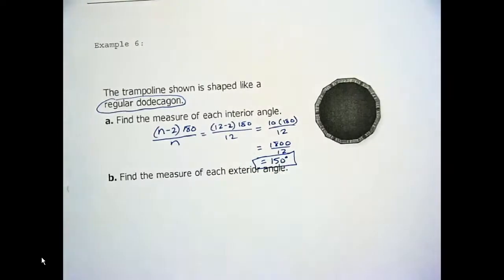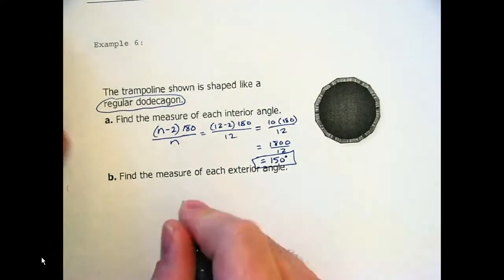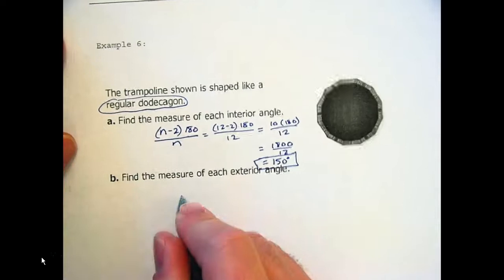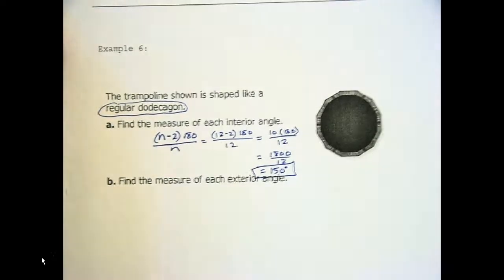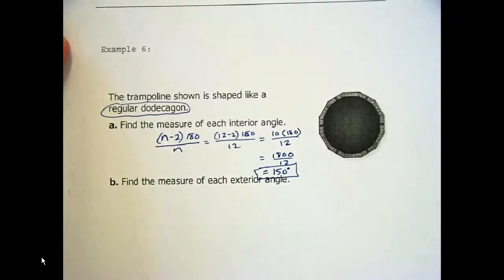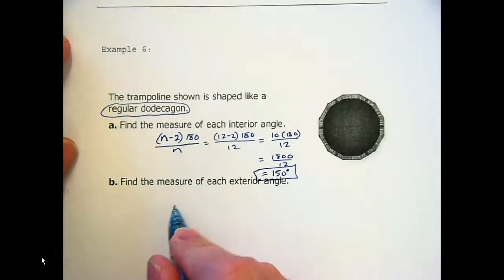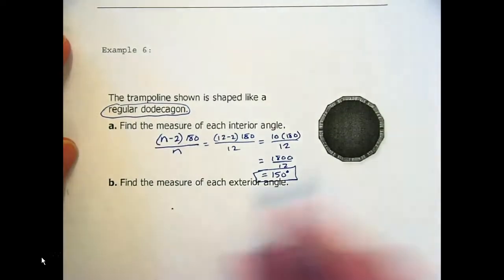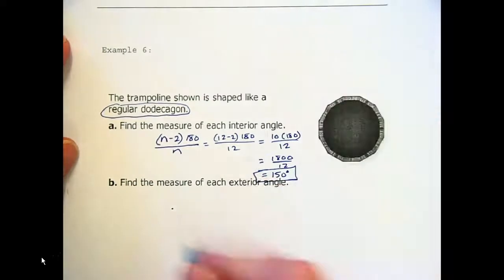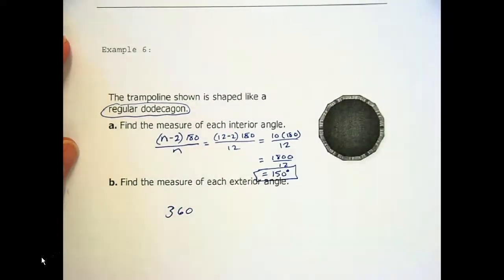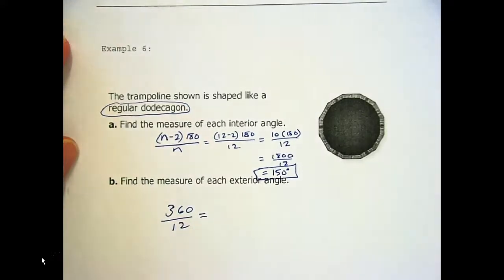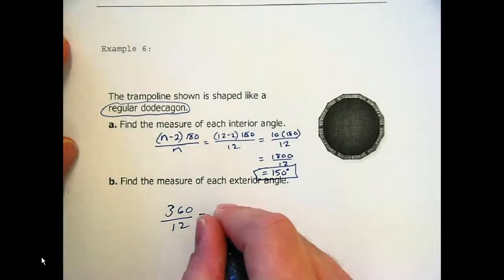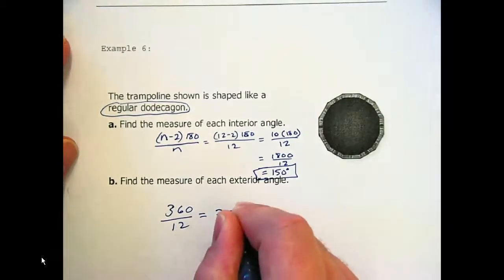How do you find the exterior angle? I don't know. Can you just subtract 150 from 180? Can we come back to that? Okay. How do you find the exterior angle? How many degrees are outside? 360. How many angles are there? 12, and they're all congruent, right? It's 360 divided by 12. That's 30.